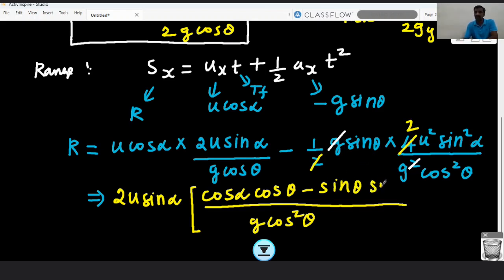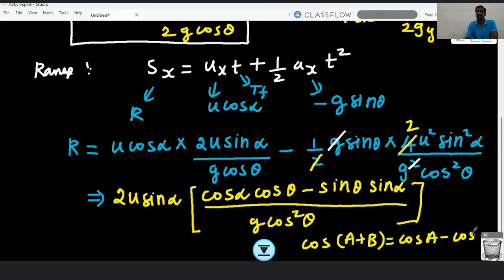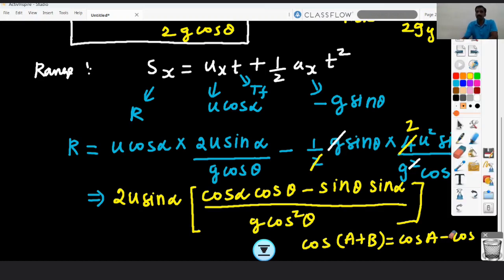Okay, next, sin theta and sin alpha. Here this formula seems like cos A plus B. The cos A plus B formula we know very well: cos A plus B equals cos A cos B minus sin A sin B. So here you see cos A, alpha is there, cos B, theta is there. So alpha is A and theta is B.